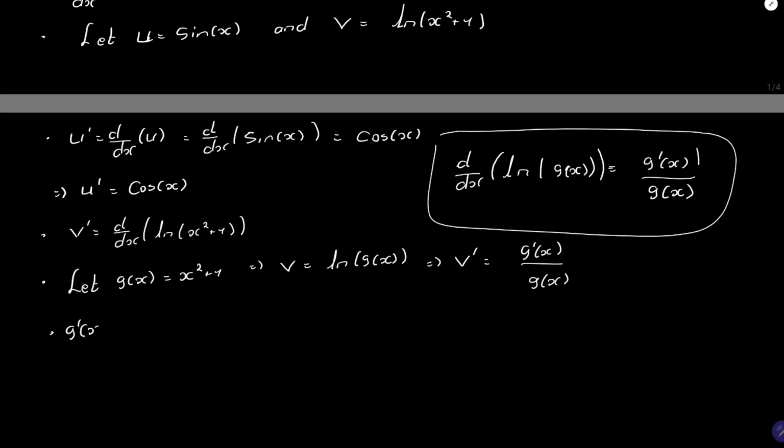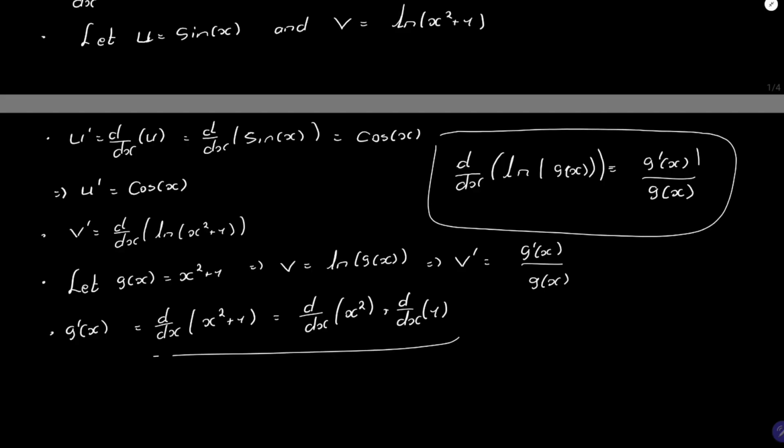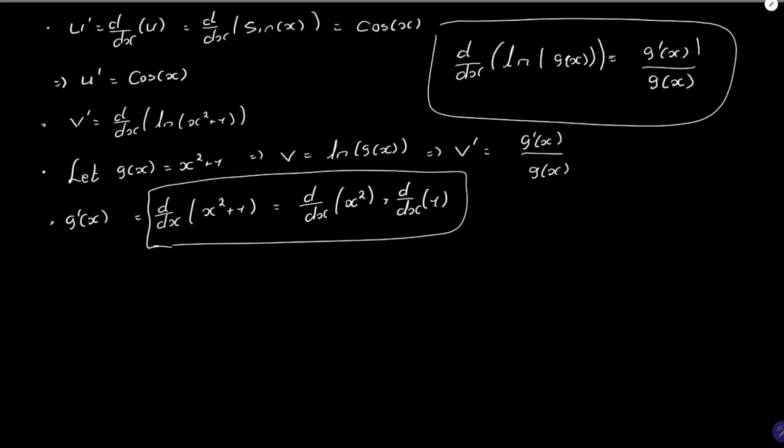G prime of x, which is the derivative with respect to x of our g of x, x squared plus 1, is the same thing as the derivative with respect to x of the function x squared plus the derivative with respect to x of the function 1. And this is a perfect application of our sum rule, which states that the derivative of a sum is the same thing as the sum of their derivatives.